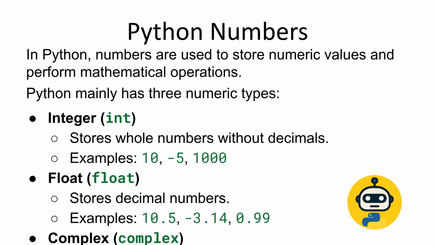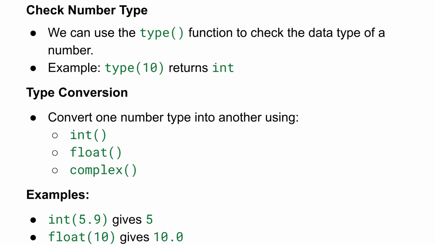Python numbers are used for numeric values and mathematical operations. The three main types are int, for whole numbers like 10, float, for decimal numbers like 10.5, and complex, for numbers with real and imaginary parts, such as 3 plus 5j. You can check a number's data type using the type function. Type conversion allows changing between number types using int, float, or complex. Python also supports standard math operations like addition, subtraction, multiplication, division, modulus, and exponentiation.